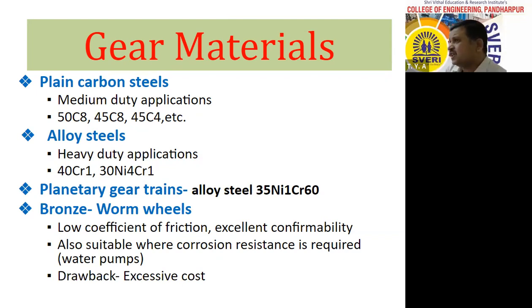Next is planetary gear trains. For planetary gear trains, alloy steel 35Ni1Cr60 material is used. Phosphor bronze I have told. Phosphor bronze is the material used for worm wheels. Why? Because of low coefficient of friction, excellent conformability, also suitable where corrosion resistance is required, that is water pumps. And its drawback is excessive cost. सगळीकडे तुम्ही फॉस्फर ब्रॉन्झ मटेरियल वापरू शकत नाही.